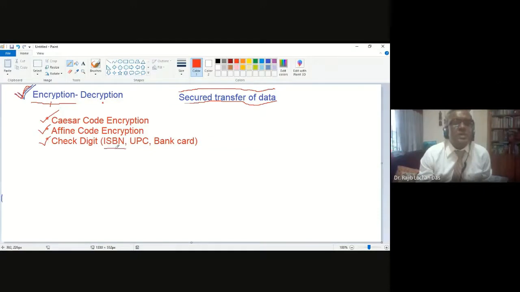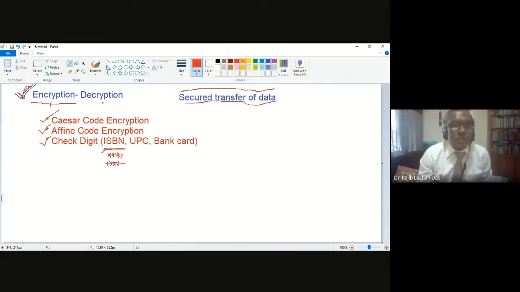So ISBN number is the International Standard Book Number. That is, every book has a number with the barcode also. And the journal also has a number. It is called the ISSN number. So that is the number for journals. So I am not talking about the ISSN number.